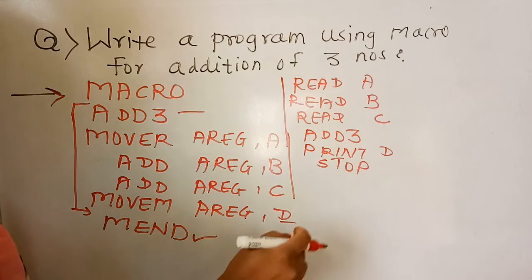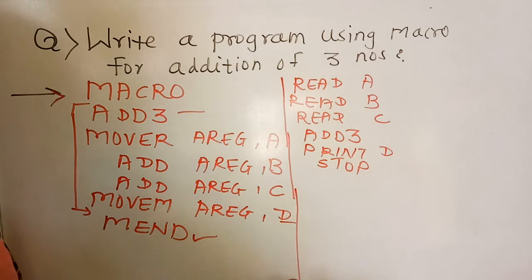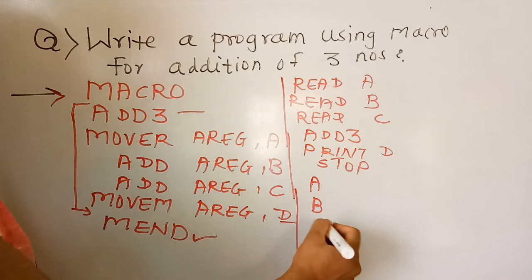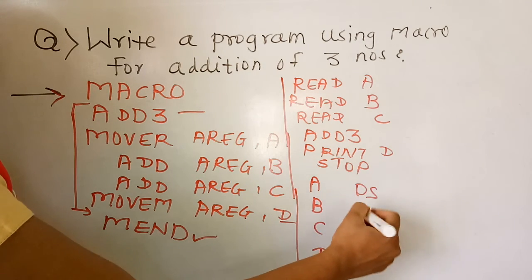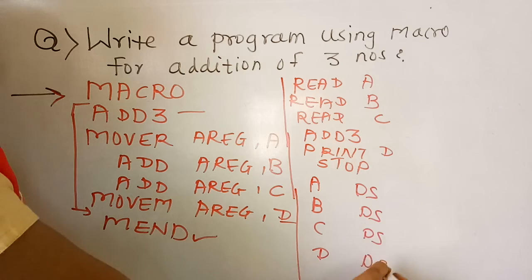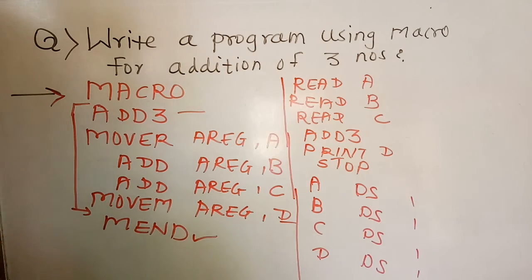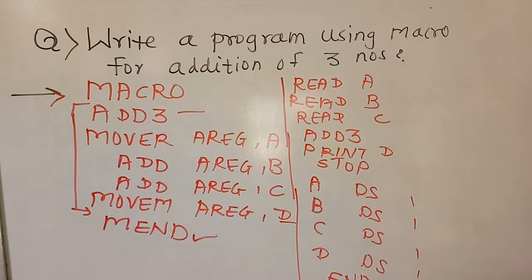Now another section remains, that is giving the definition, means A, B, C, D are the declaration statements. So A, B, C, D are the declaration statements and they have the default value 1, and at the last we will take the end of the sections. So this is the program demonstrating how to write a macro for any problem statement.